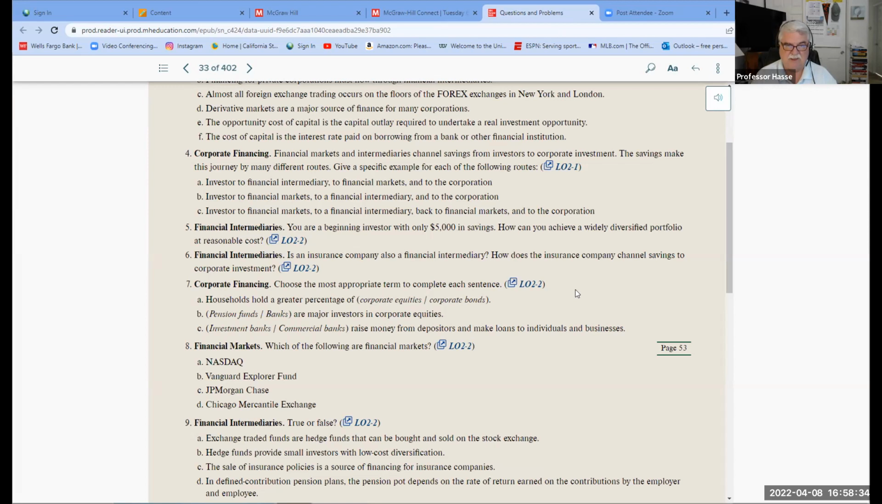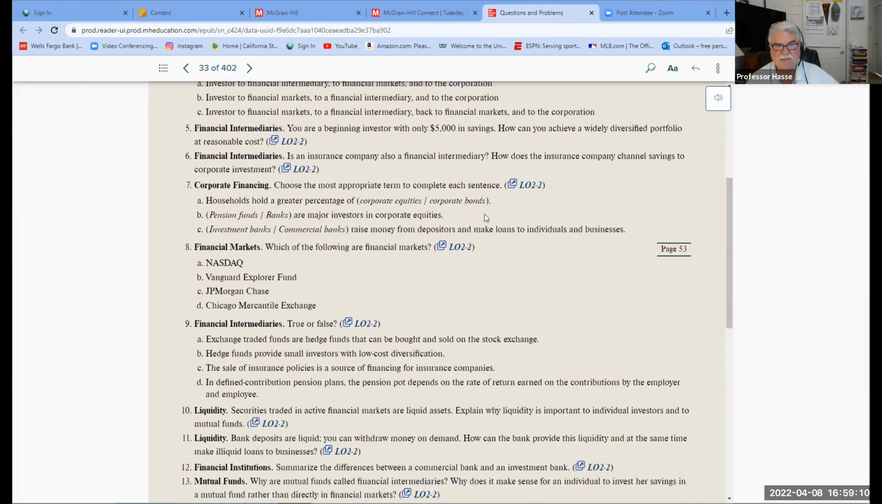Investment banks, commercial banks, raise money from depositors and make loans to individuals and businesses. That is called commercial banking. Investment banking is they take the money from depositors and actually invest and create capital for companies. But commercial banks supply loans to individuals and businesses, not stock investment loans. Commercial banks. Two important parts of corporate financing: investment banks and commercial banks.